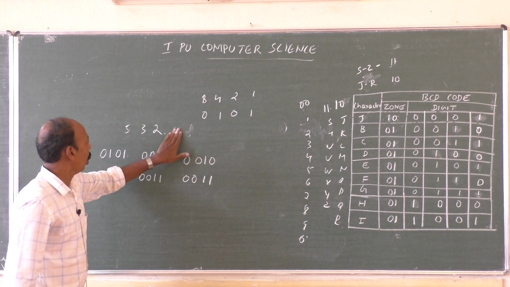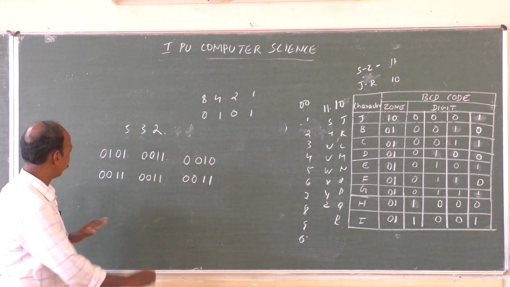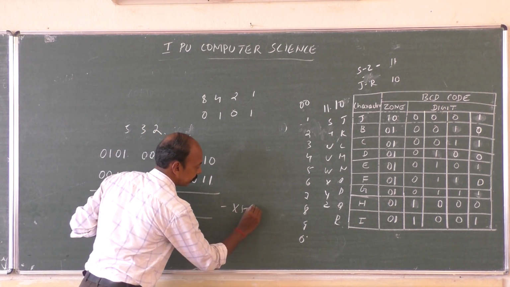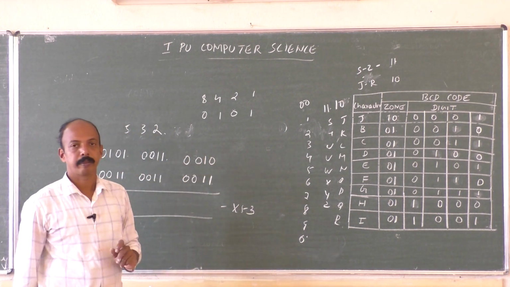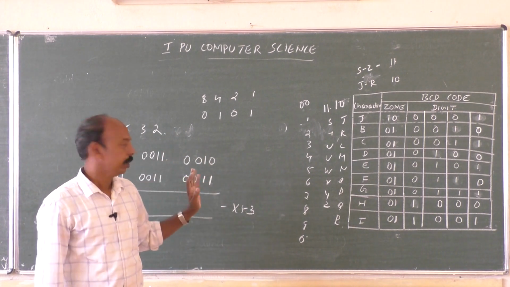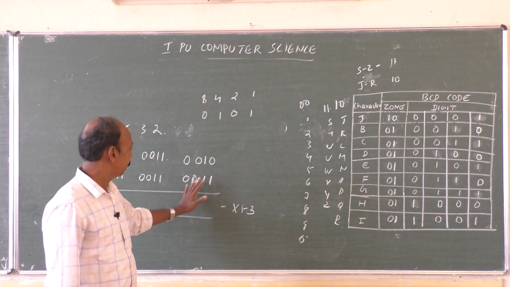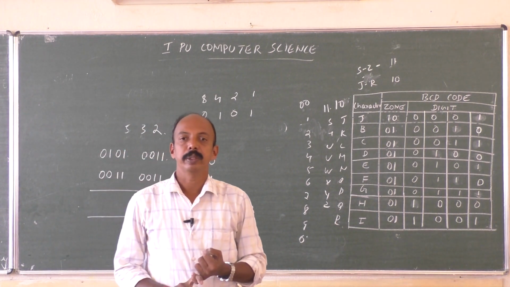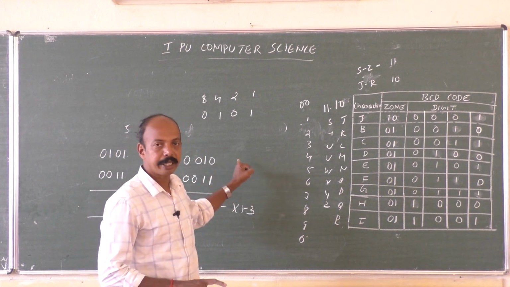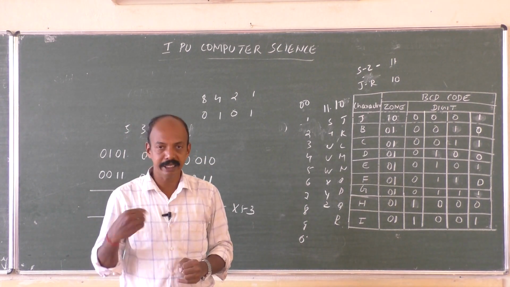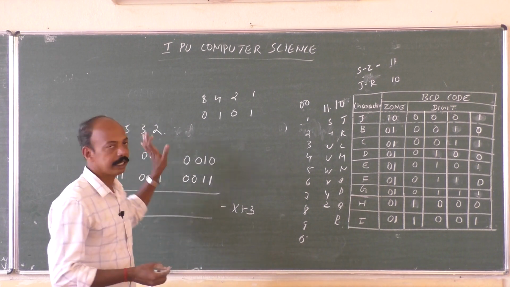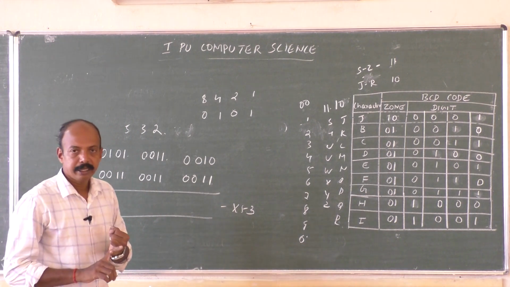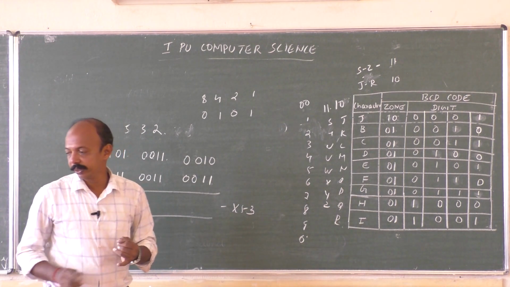Add 3 to all the digits. Whatever answer we get, that answer will be XS3 code. Simple arithmetic, don't carry that. Just add 3 to this. So whenever we are talking about XS3 code, if we have the BCD code, we can get XS3 code by adding 3 to the corresponding digits. So BCD we have seen, XS3 code we have seen.